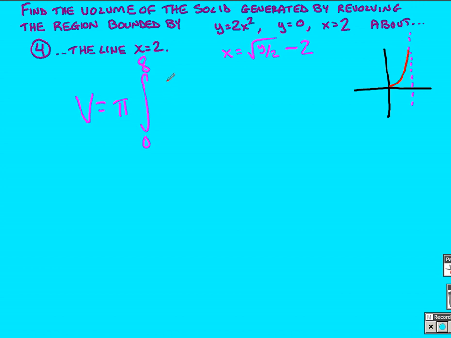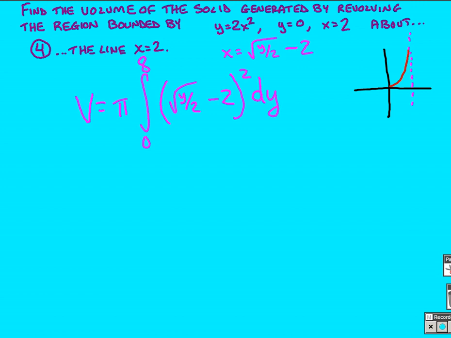That's what we wanted. And then our function is the square root of y over 2 minus 2, that whole thing squared, dy. You can go ahead and try to solve that if you want, but we're going to stick right there as our answer. All we wanted to do was just set up number 4.